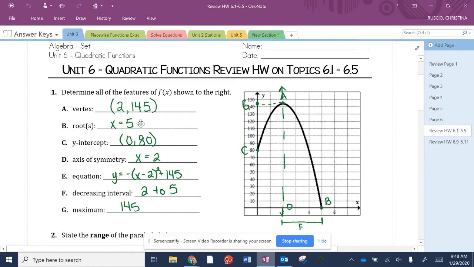Some people might have written (5, 0) in parentheses. You would have actually lost a point for that for the roots. Same with the y-intercept. If you had just written 80, you would have lost a point.